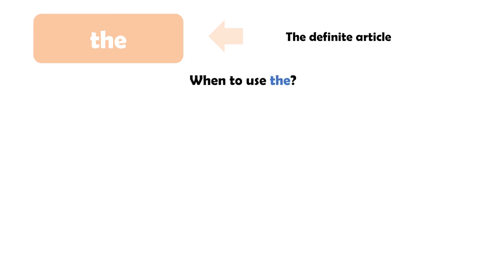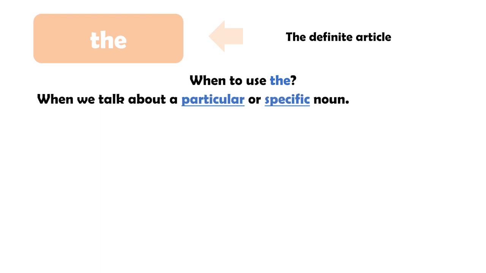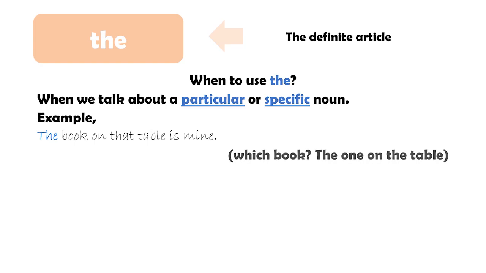When do we use the? We use the definite article, that is the, when we talk about a particular or a specific noun. For example, the book on that table is mine. Which book are we talking about? We're talking about the book that is on the table. We're referring to a specific book.